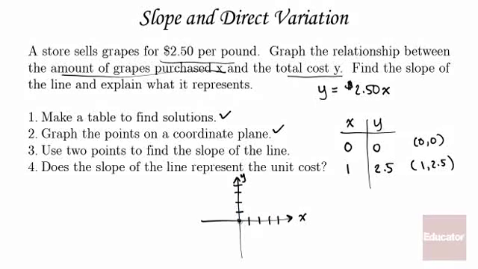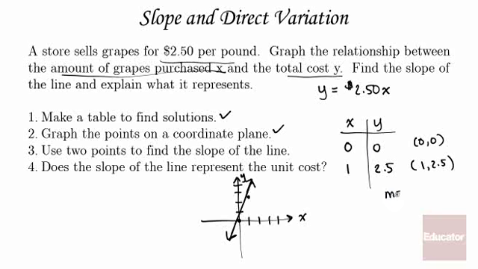It starts out at 0, 0, and then the next point is 1 and up 2.5. Okay, I'm going to use the straight edge to connect the two lines. That wasn't too straight, I guess, but you get the idea. So we've graphed the points on a coordinate plane. Now we're going to use the points to find the slope of the line.